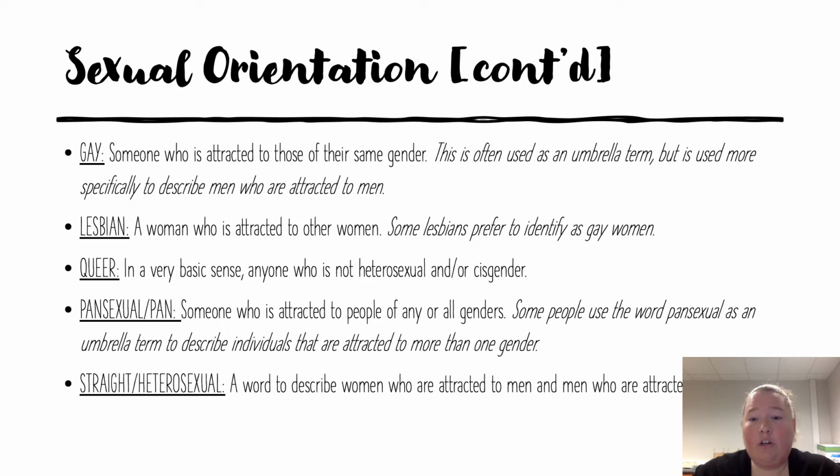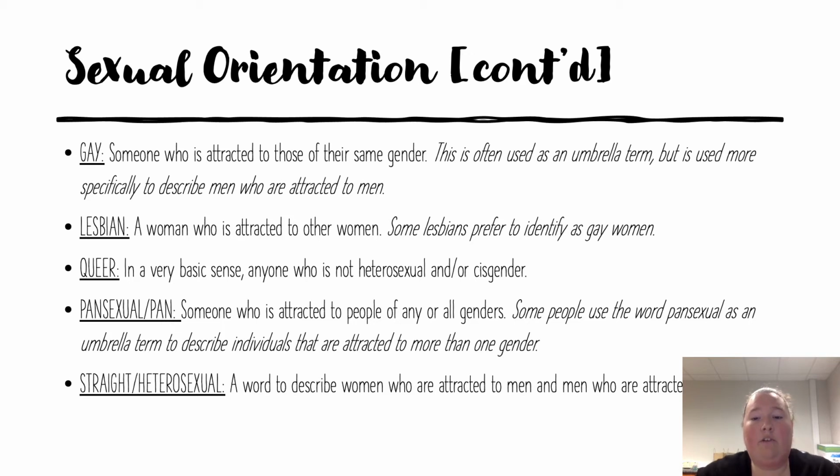Queer is a general term used to describe anyone who is not heterosexual or cisgender. So we talked about that earlier. Heterosexual is when you're attracted to someone of the opposite sex. That's kind of the norm in society. And then cisgender is when your gender identity matches your sex at birth. So that's also kind of the norm. So anyone who doesn't fit into those categories can be considered queer if they describe themselves that way.